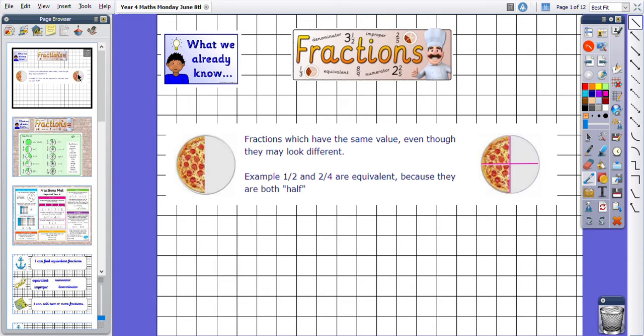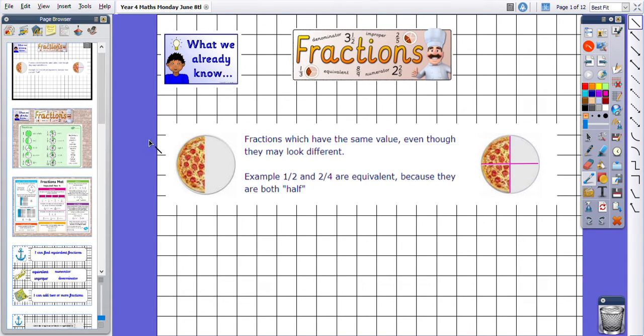Okay, so what we already know, looking at this flip chart page, fractions which have the same value even though they look different are called equivalent fractions. So you can see clearly that this pizza is split into two equal parts. So our denominator is 2 and one of them is shaded. So this shows 1/2.